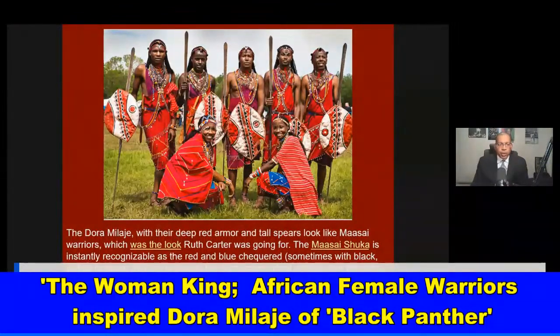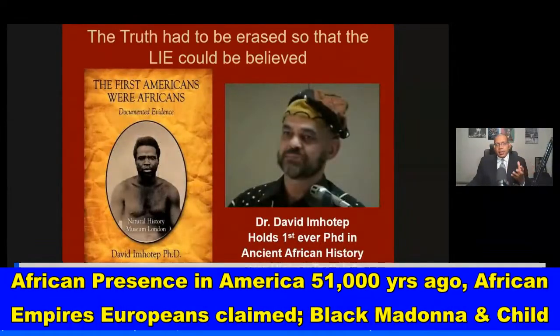The Maasai shuka is instantly recognizable as the red and blue checkered, sometimes with black, yellow, or green, but red is always the base color. And this is the shawl draped over the semi-nomadic Maasai. Okay, so there's so many African influences in the film Black Panther.